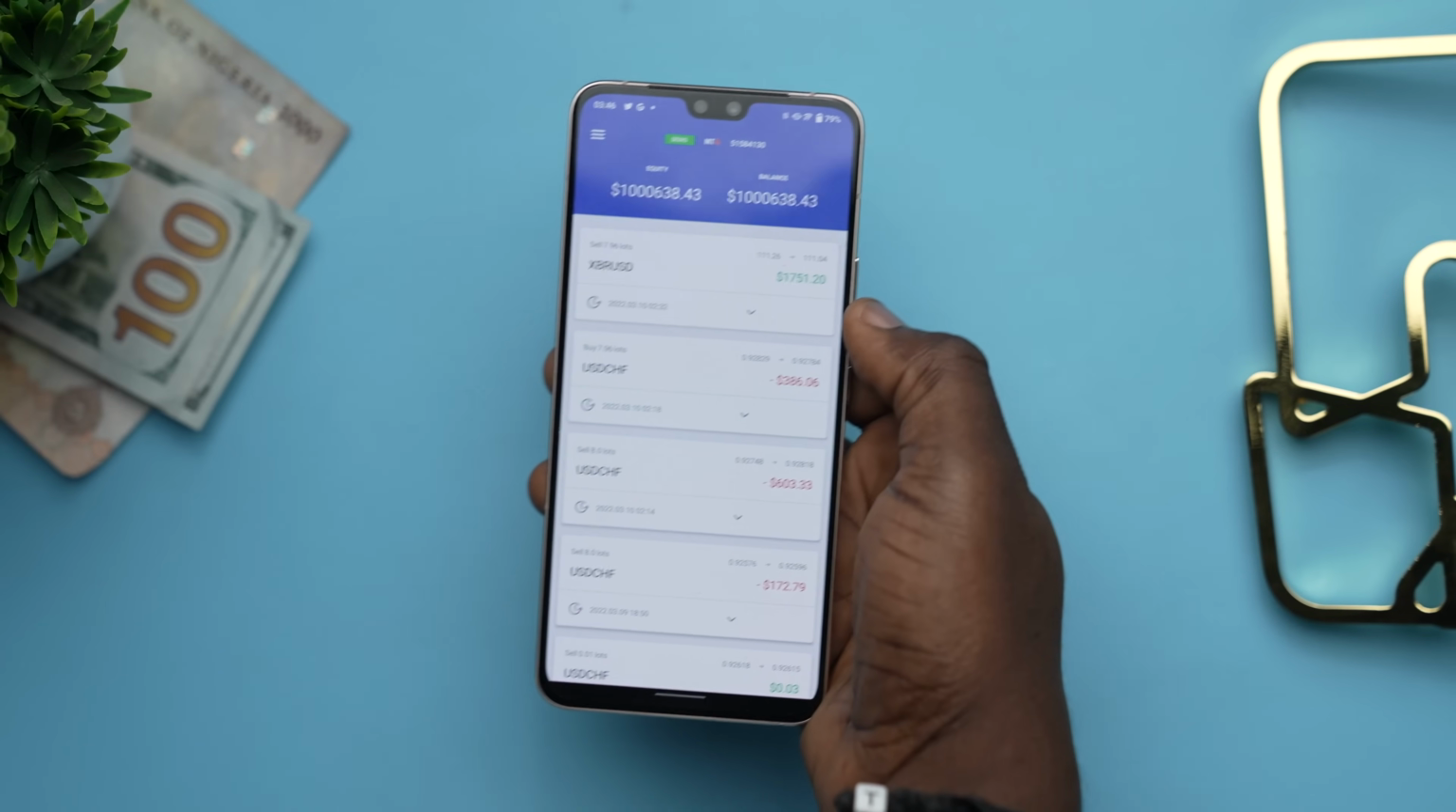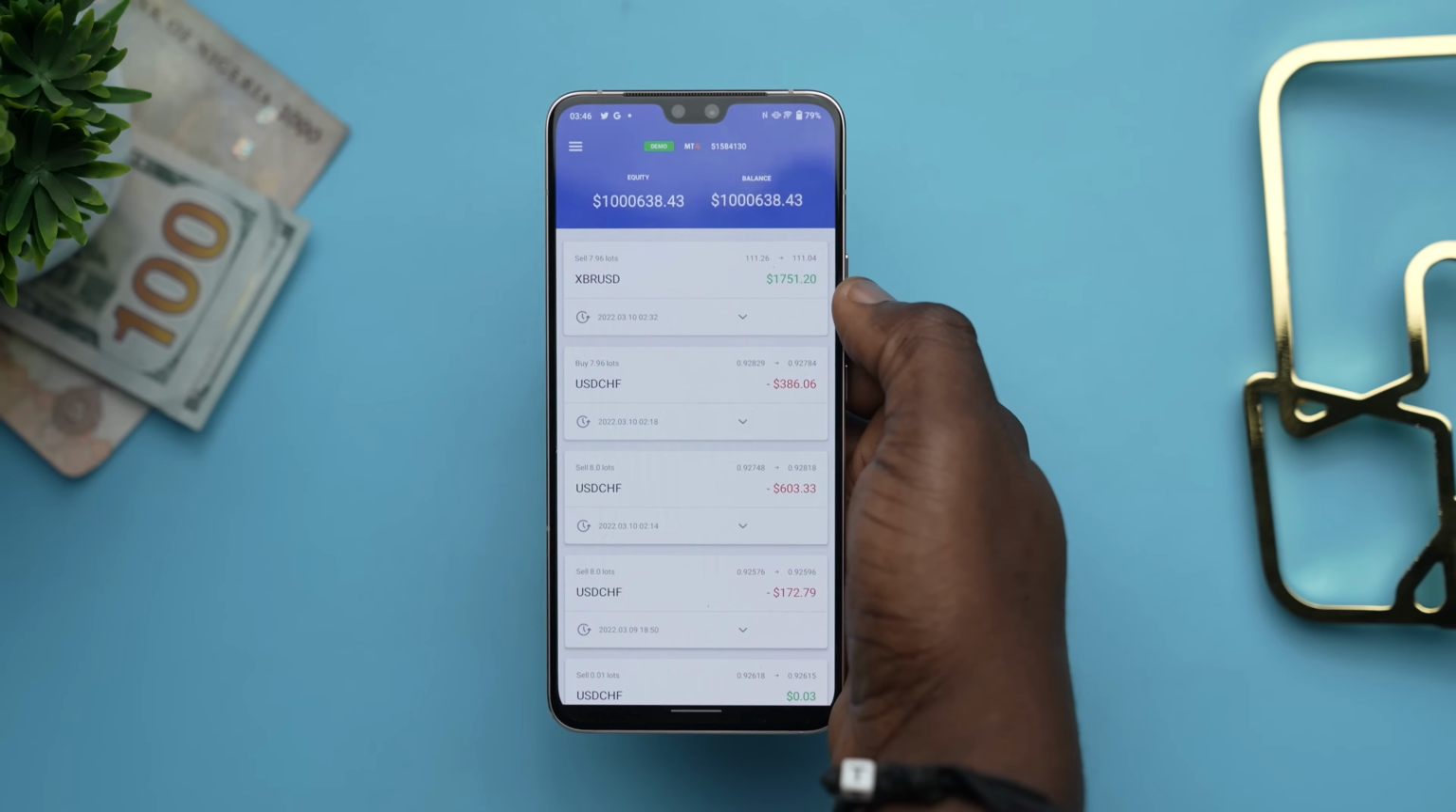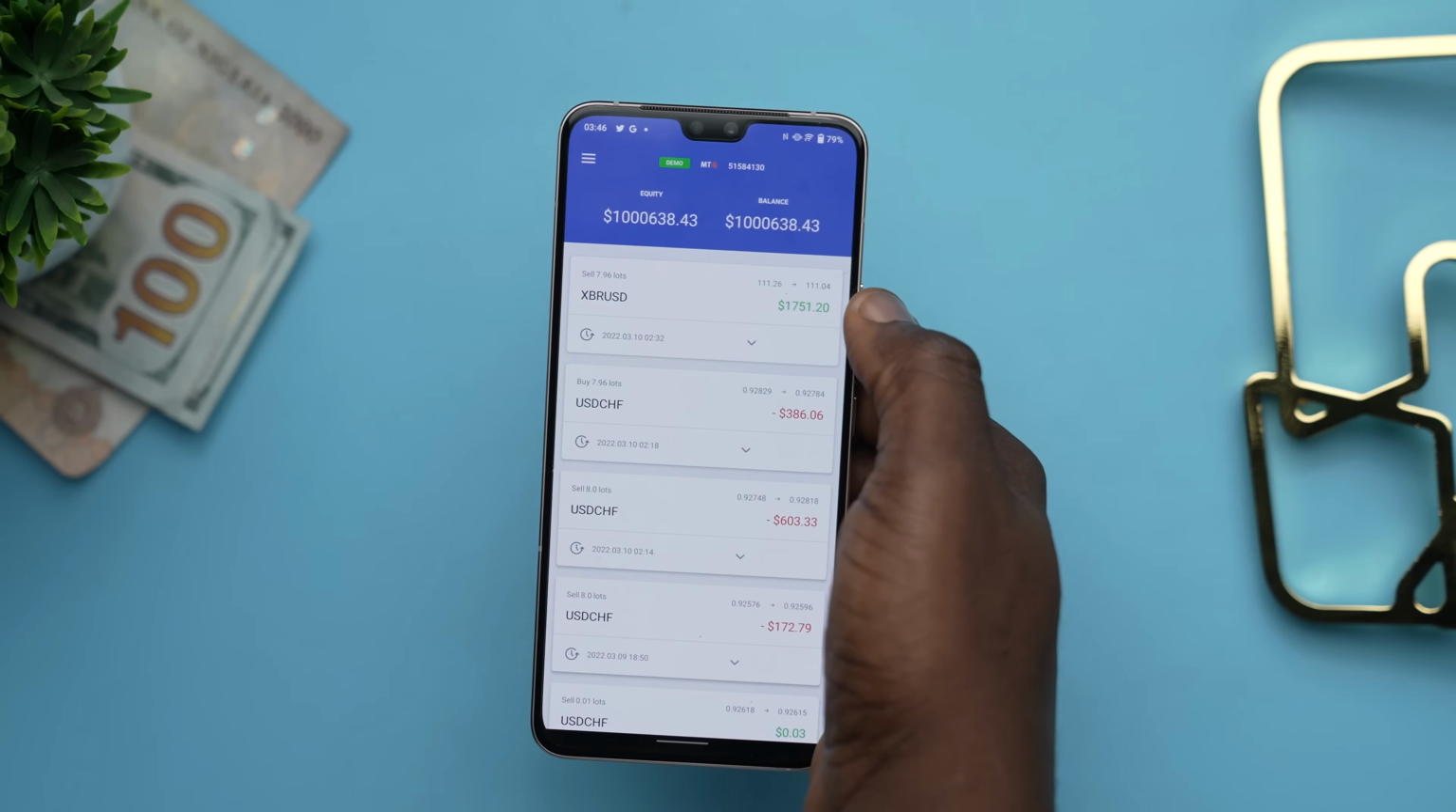$1,750 for oil to USD. That is all well and good so far. I've been practicing with the demo trades, as you can see here. Now let's check out the real account.